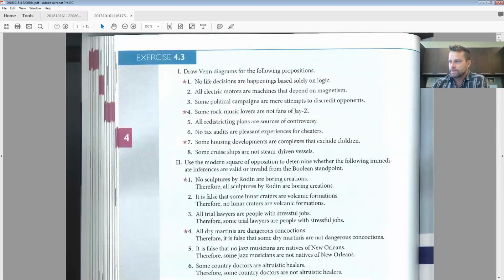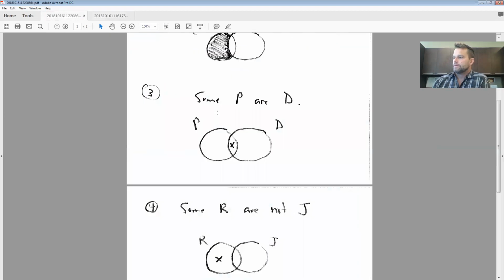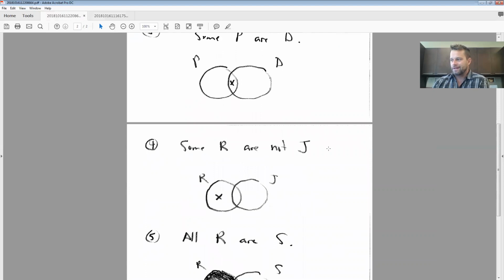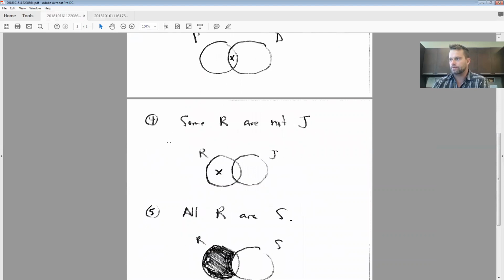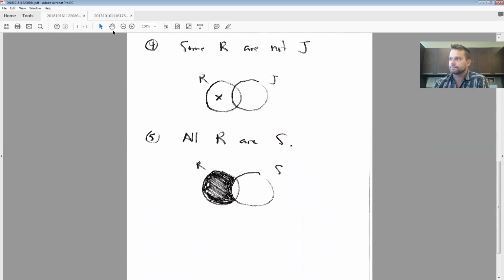Number four, some rock music lovers are not fans of Jay-Z. So some are not fans of Jay-Z, J representing fans of Jay-Z. Again, when we're creating Venn diagrams for particular statements, we place an X. Some R's are not J's, so that means that there exists an X that is outside of the J circle and is part of being an R, in this case, a rock music fan.